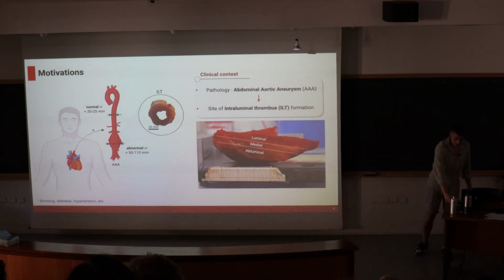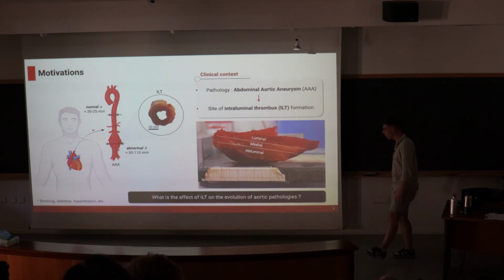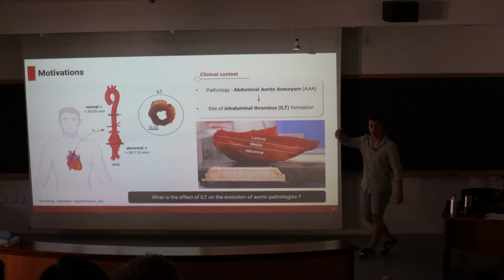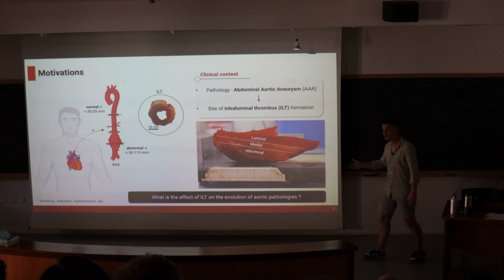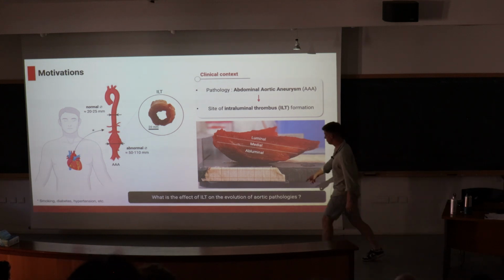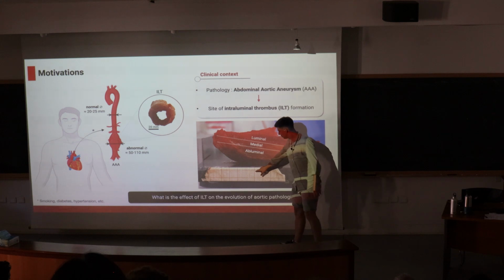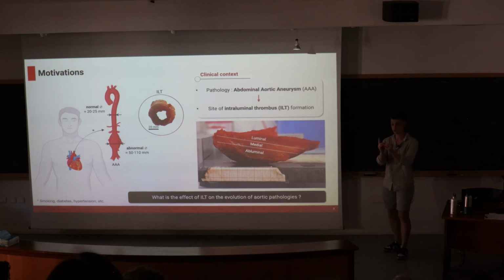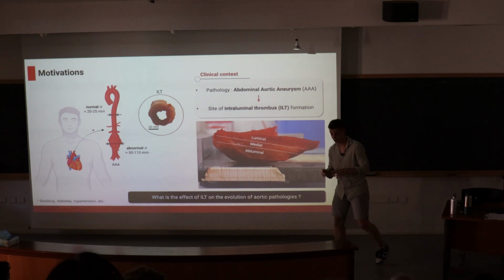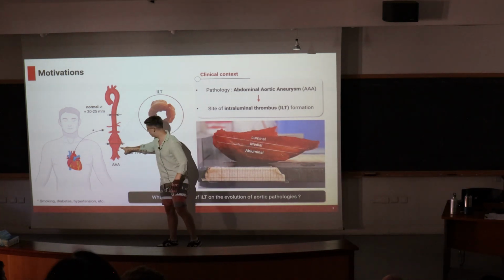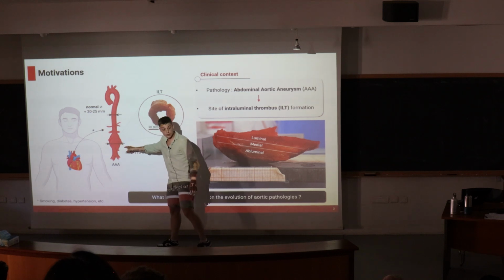Basically, the main objective of my PhD is to understand the effect of this blood clot on the evolution of aortic pathologies, because actually we don't know. What's the size of it? This is millimeter paper, okay? So it's something like this. This is something huge in your body. It basically fills the entire aortic aneurysm, okay?